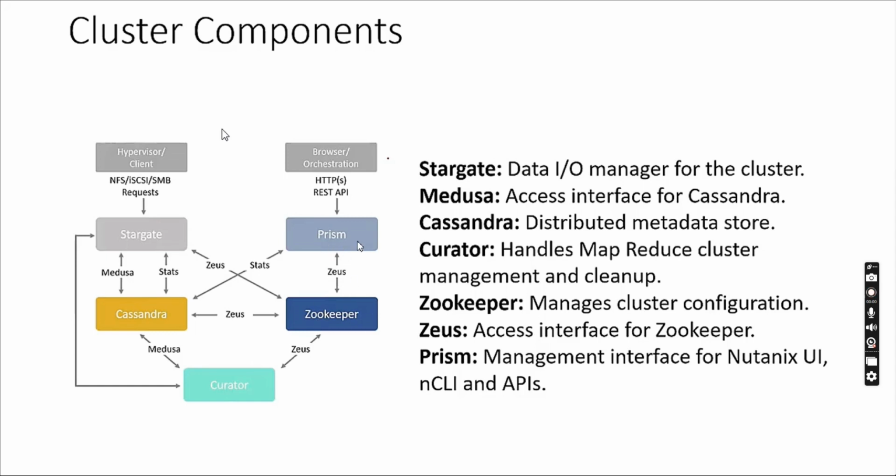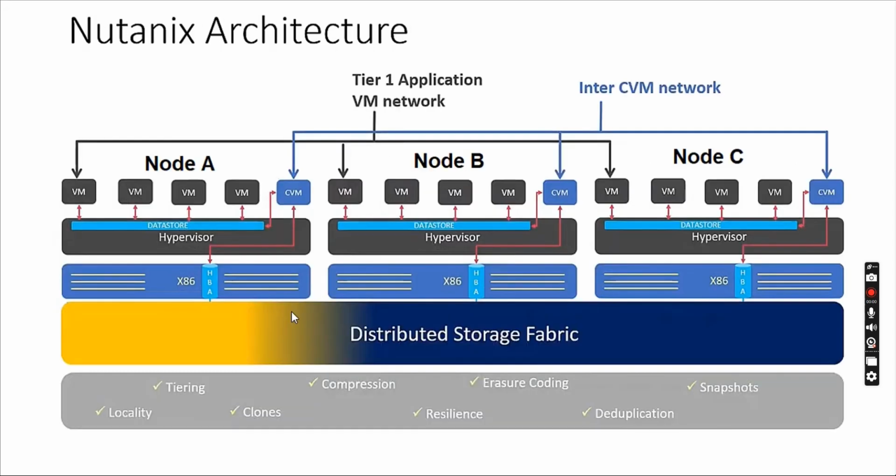Hello, sir. Hello. Arjun here, sir. I have one query. Can you go back to the previous slides? Yeah, compression. What is the compression ratio in Nutanix? Means if you compress a 1 GB file or any data, what is that ratio? Will it compress 50% or 80%? Is there any limit for that?